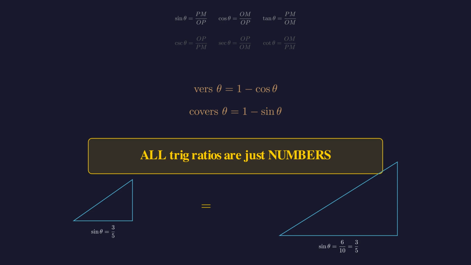And here's something crucial that trips people up. Every single one of these 6 ratios is just a number. Not a length, not an angle, a plain number. A fraction of 2 lengths, which means the units cancel and you're left with a pure ratio. That's why they work universally. The triangle can be any size and the ratios stay the same for a given angle.